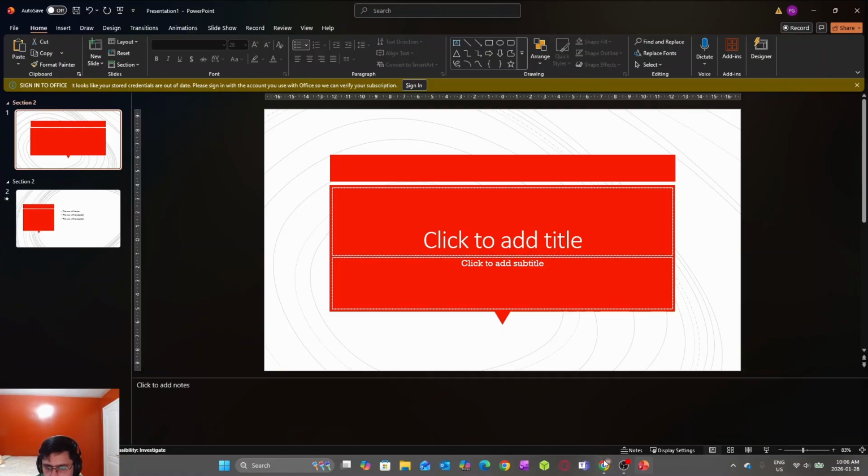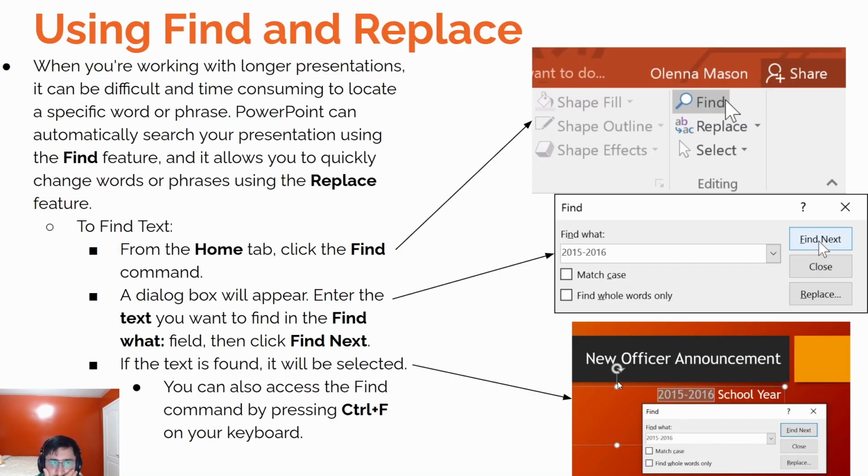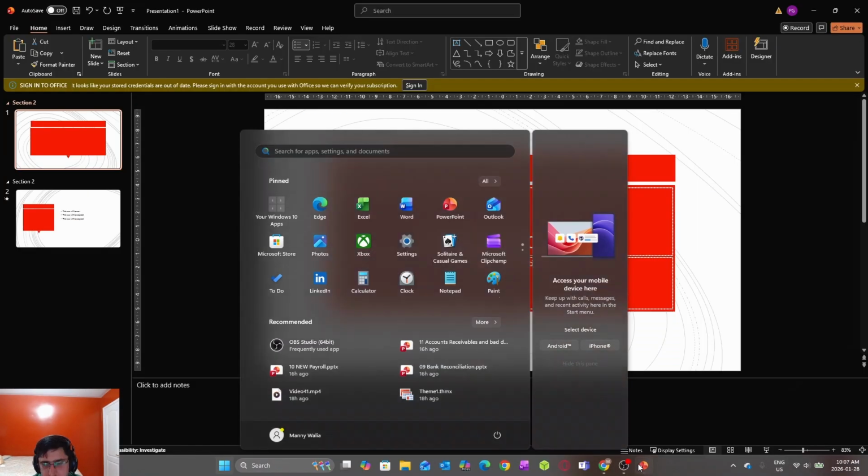All right, moving on. So now we're talking about find and replace. When we're working with longer presentations, it can be difficult and time consuming to locate a specific word or phrase. And PowerPoint can automatically search our presentation using the find feature and allows us to quickly change words or phrases using the replace feature. So to find text from the Home tab, we click the Find command and a dialog box will appear, and enter the text you want to find in the Find what field, and then click Find Next, right? Now if the text is found, it will be selected, and we can also use Control F to find it.